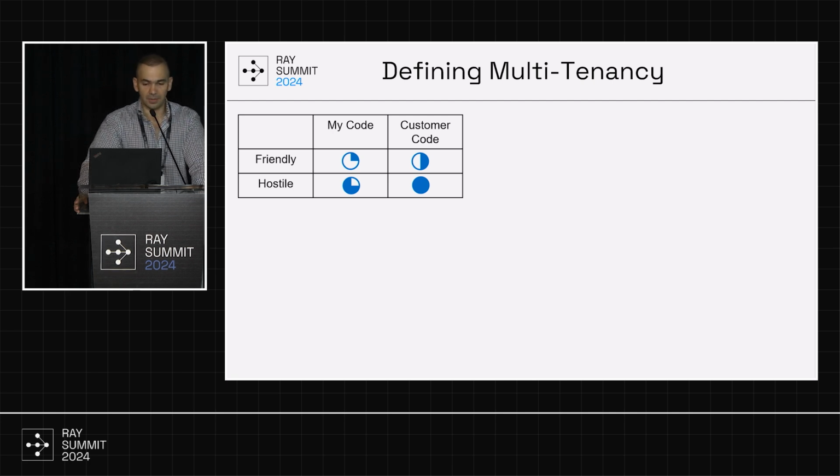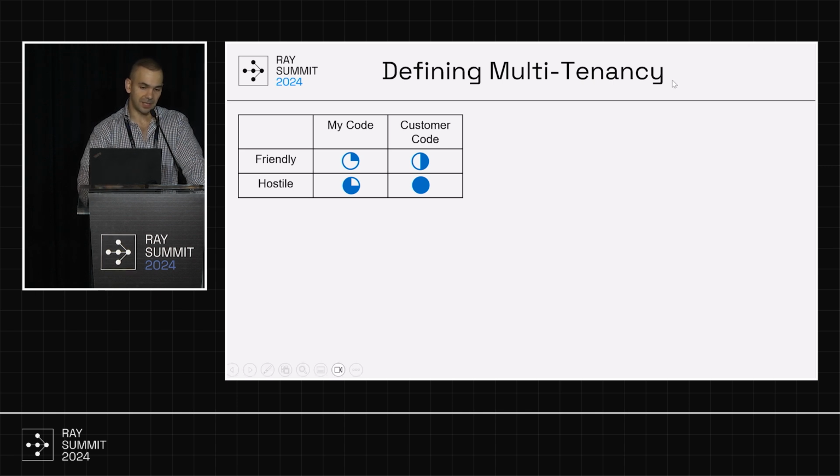The second question to ask is whether I'm serving my code or a customer's code. If, for example, you're serving inference, that's your code, that's your model. You just take an input and return an output. You're not really executing customer code. But if you're executing customer code and it's hostile multi-tenancy, now you need real hard isolation between the different tenants. These circles here are just to show the level of complexity.